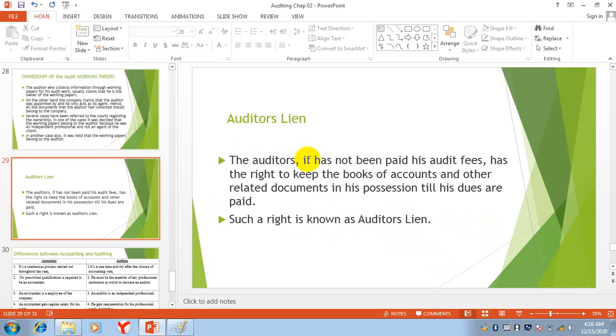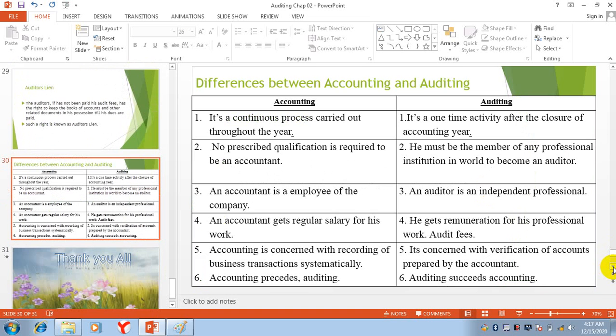So auditor's lien is basically the right of the auditor to keep all the documents, the books of accounts and other documents in his possession until his dues are paid. This right of the auditor is known as auditor's lien.